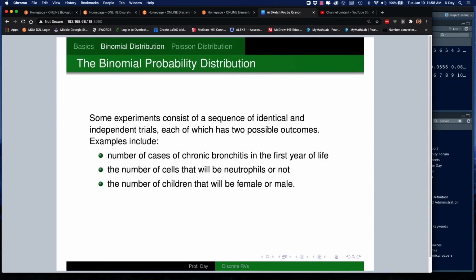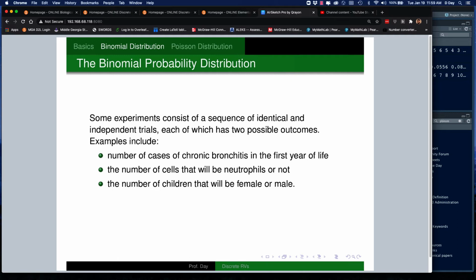All right. So some experiments consist of a sequence of what we call identical and independent trials. Each of which only has 2 possible outcomes, hence the name binomial. Either you fit the description we're looking for, or you don't. So some examples of this might be the number of cases of chronic bronchitis in the first year of life, the number of cells that will be neutrophils or not, and the number of children that will be male or female, like we saw with the very first example.